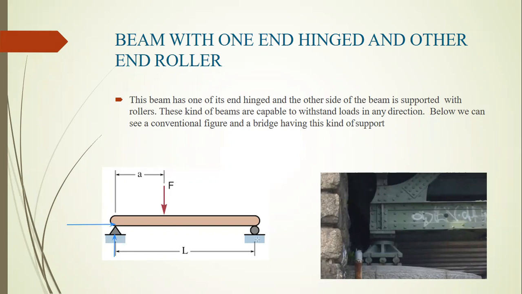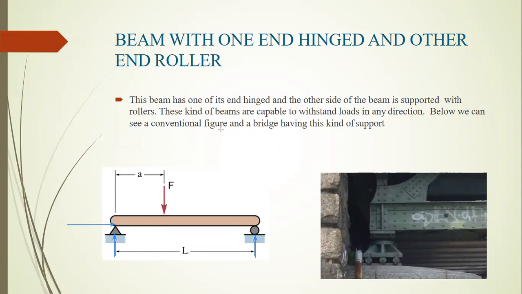And at this end, since it is a roller support, the reaction will always be perpendicular to the surface. Here the bottom surface is horizontal, so the reaction will be vertical. How many reactions are there? 1, 2 and 3. There are 3 reactions. So since this is a 3 reaction beam, this beam is also considered a determinate beam.